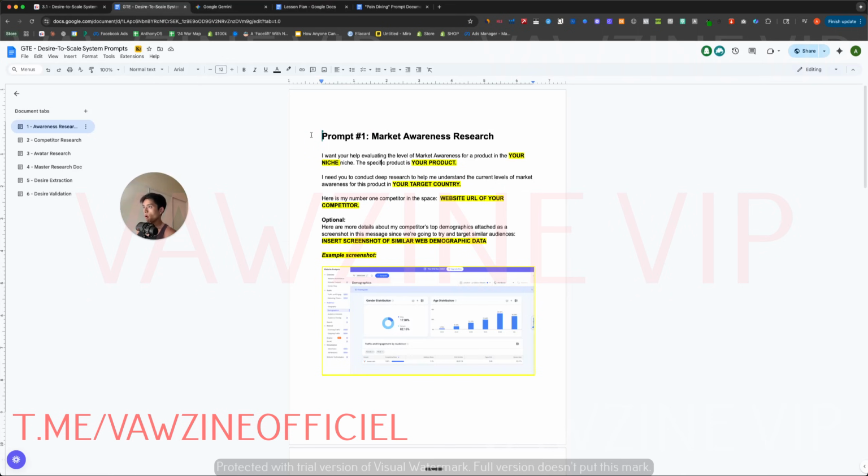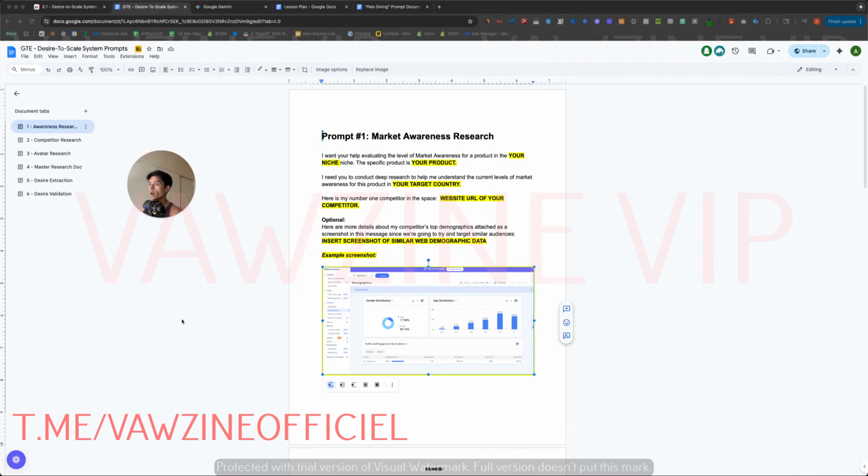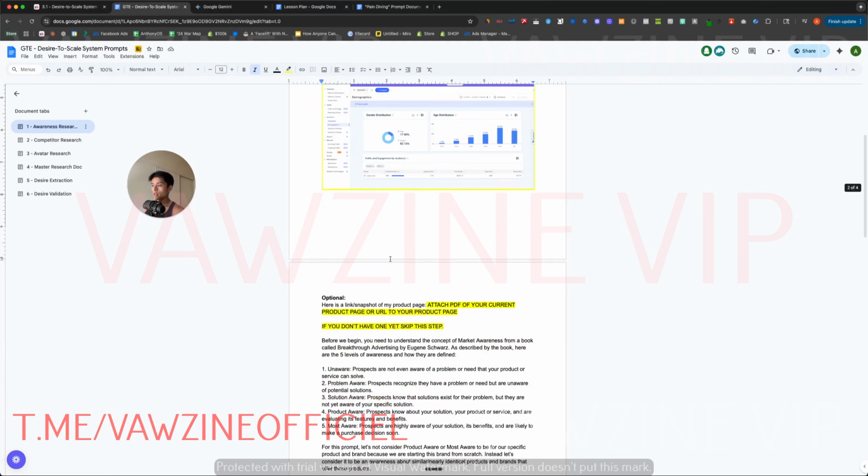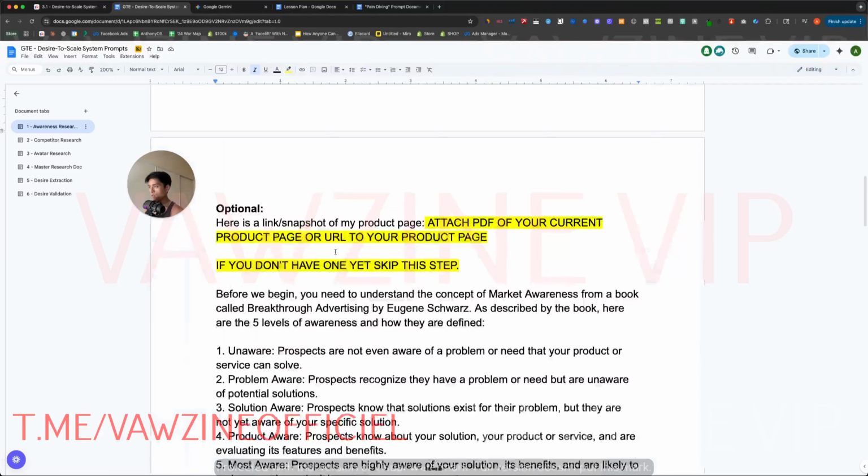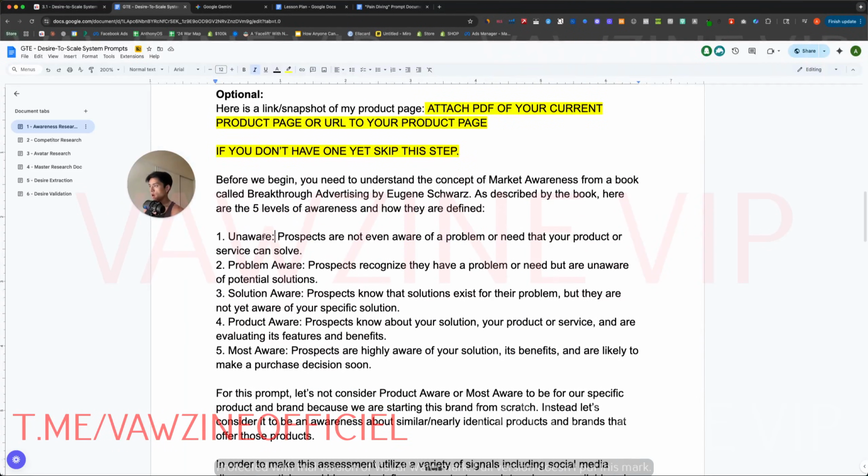So let's start with prompt number 1, which is market awareness research. So the very first thing that we do when we have a product is we want to go ahead and see, using deep research, what is the dominant level of market awareness. And I want to explain to you guys that are new, that don't yet know what market awareness even means. We'll break this down really quick here.